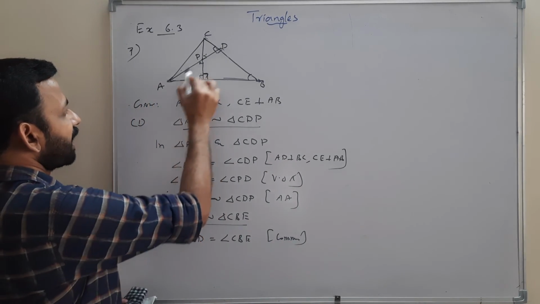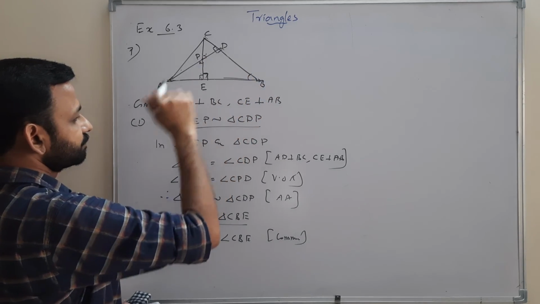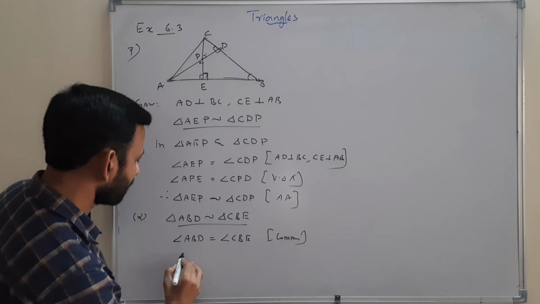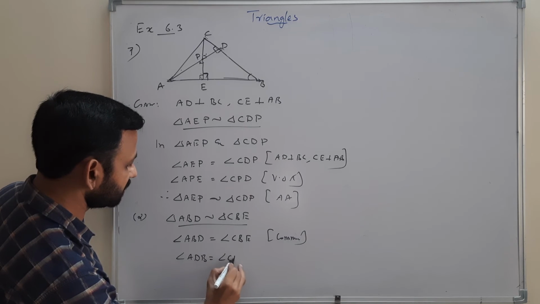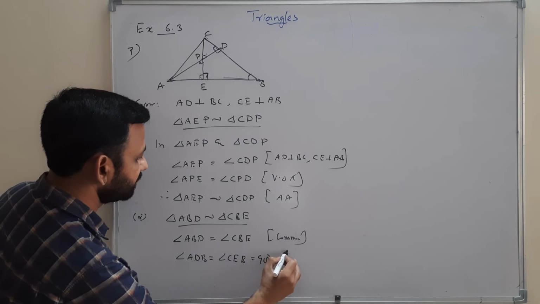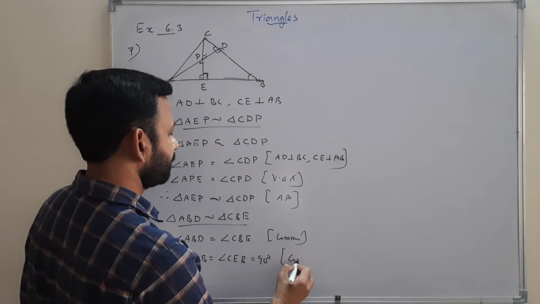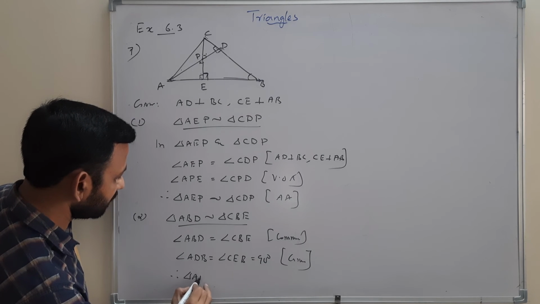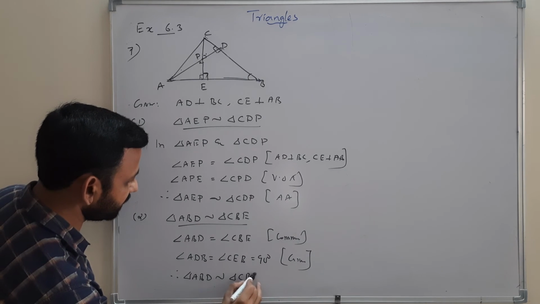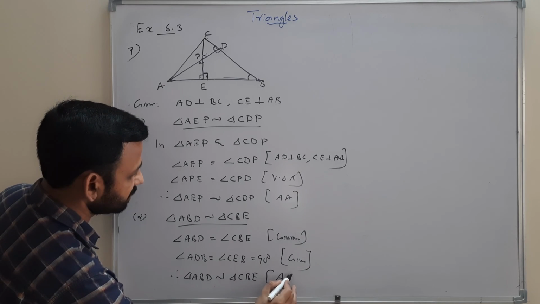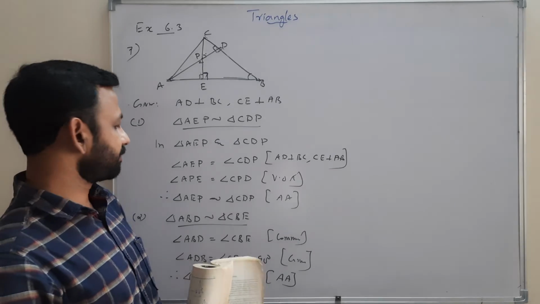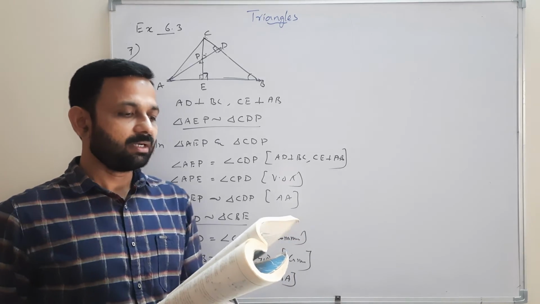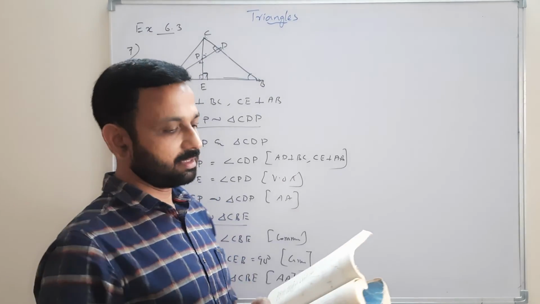Then angle ADB equal to angle CEB equal to 90 degrees. That is given, or we can write AD perpendicular to BC and CE perpendicular to AB. Therefore triangle ABD is similar to triangle CBE by the AA similarity theorem, because two angles are equal. Now we can do the third pair: triangle AEP similar to triangle ADB.